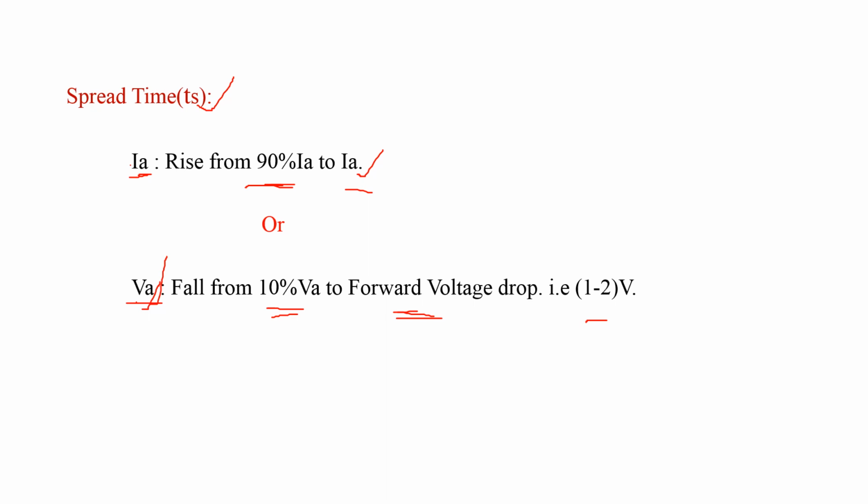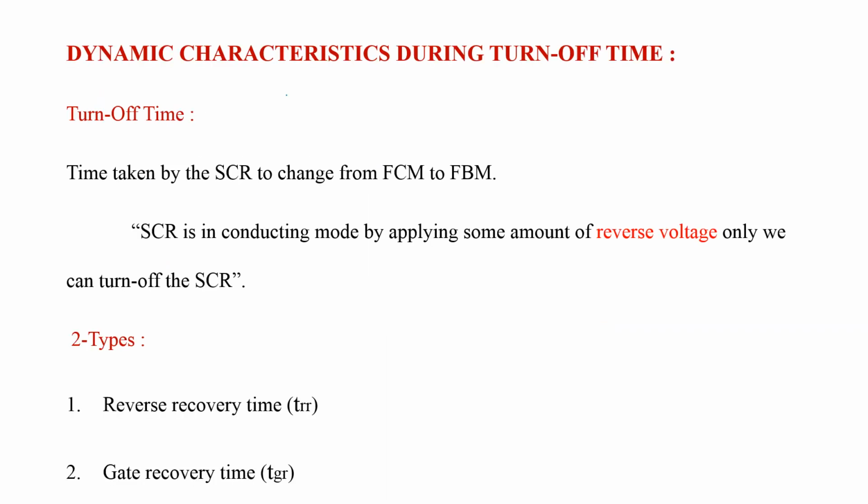Now we are going to discuss dynamic characteristics during turn off period of the SCR. Here turn off period is defined as the time taken by the SCR to change from forward conducting mode to forward blocking mode.